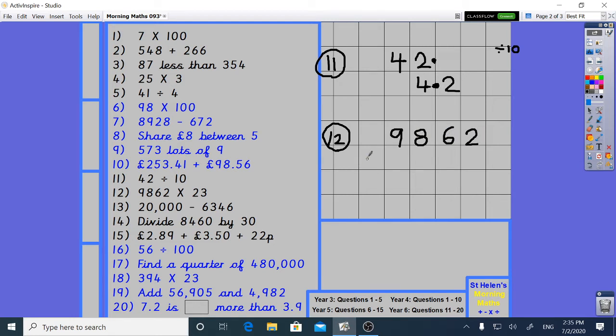Question 12, long multiplication. Practice will make you get more accurate at this. There's so many mistakes that can be made in long multiplication. Once you've got accurate, then try to get faster. But being accurate's the main thing.